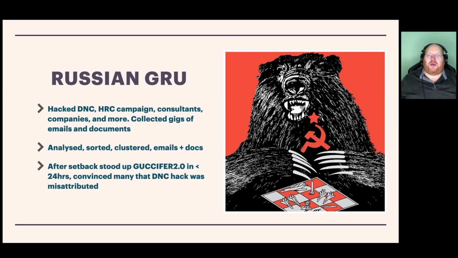The GRU hacked a lot of servers, collected a lot of emails, sorted them, clustered them, collated and arranged them to form narratives. Then they suffered a minor setback when they were exposed early, and they recovered from that by creating the persona Guccifer2 and getting that up and running in less than 24 hours, which is an absolutely amazing feat of intelligence engineering. This is great espionage. They were able to turn around from a blown operation into an influence op overnight. Very, very well done.